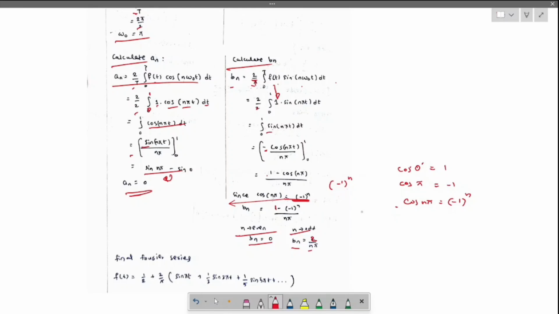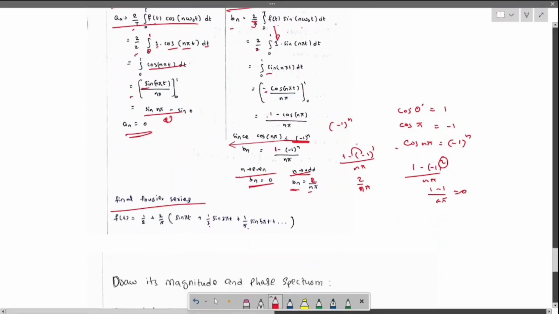Okay, for odd n, let us take odd n as 1 only, 1 minus of minus 1 over n pi, which is minus into minus, plus, 2 by n pi, right? For the even powers, let us take (-1) power 2, which is like 1 minus 1 over n pi, which equals 0. So for the even powers, bn is 0. For the odd powers, it is like 2 by n pi. Final Fourier series, you can write like this. This is the final Fourier series you will get.